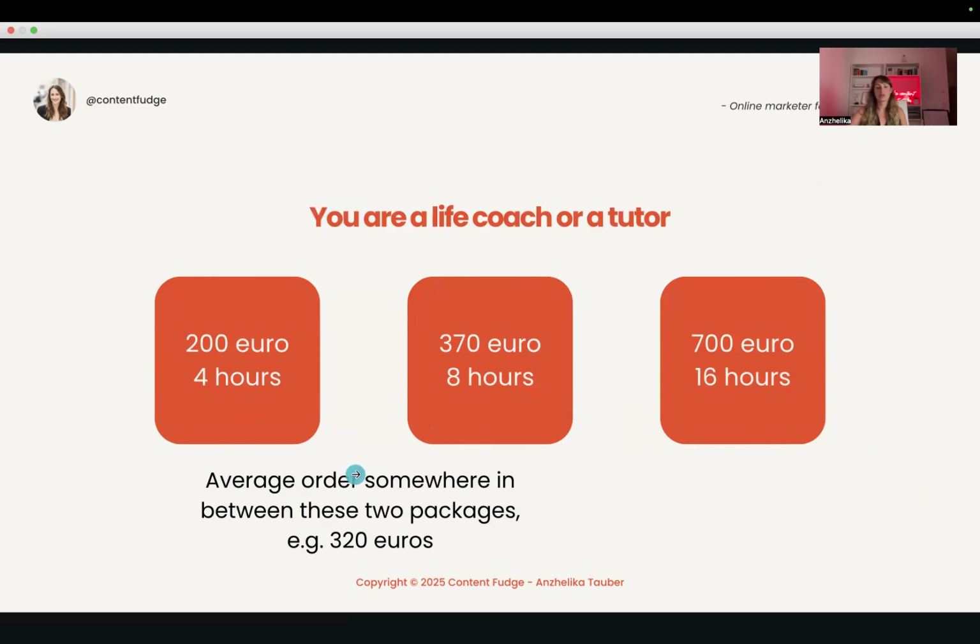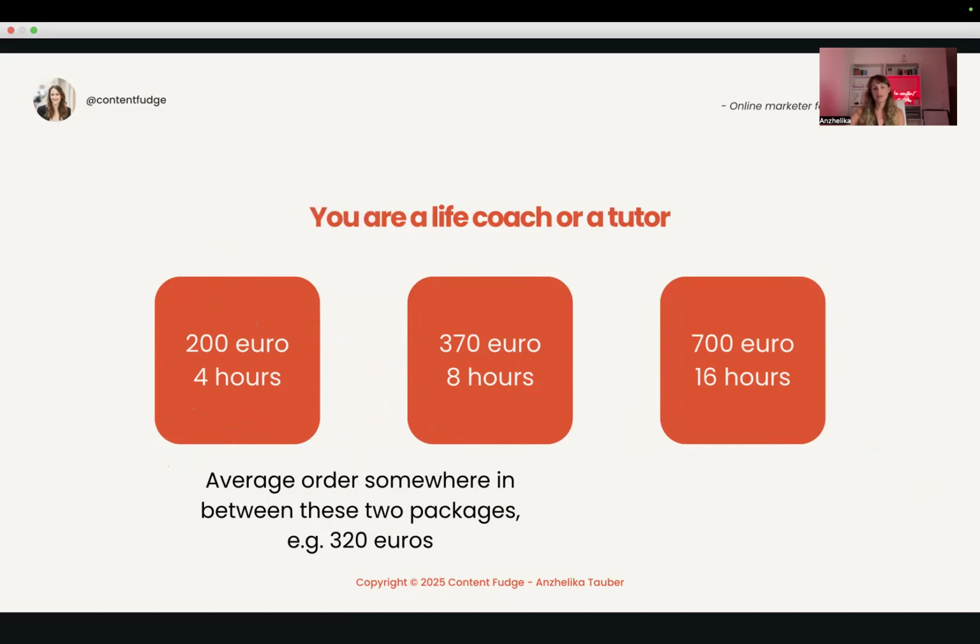So the average order will be somewhere between either these 2 packages or these 2 packages. And let's say in your case, it is 320 euros, because most of the people will start with this one, and then there will be some who will continue with this one, and then probably the problem is solved. Or there are some that know that they need it over a continuous amount of time, but usually the entry point will be the lowest package.